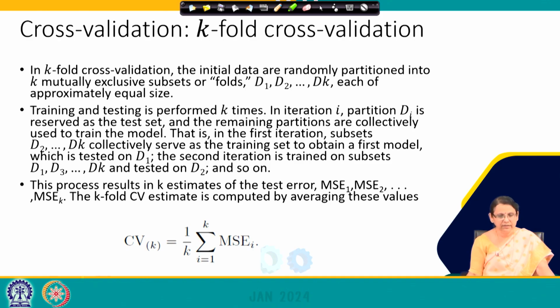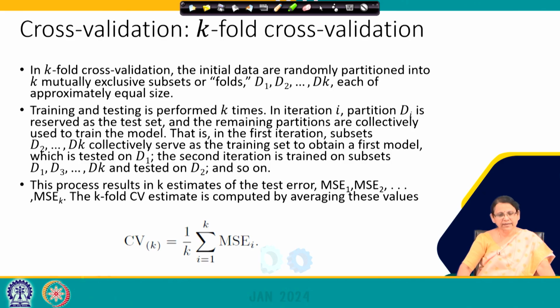Next, the subsampling method is cross validation. Cross validation can be k-fold cross validation. In case of k-fold cross validation, the initial data are randomly partitioned into k mutually exclusive subsets or folds.